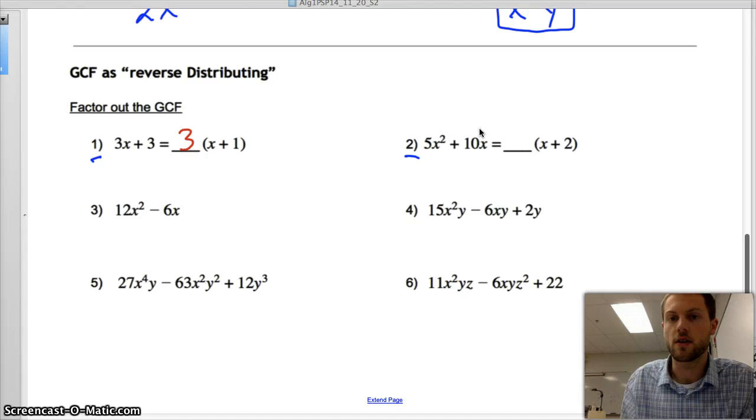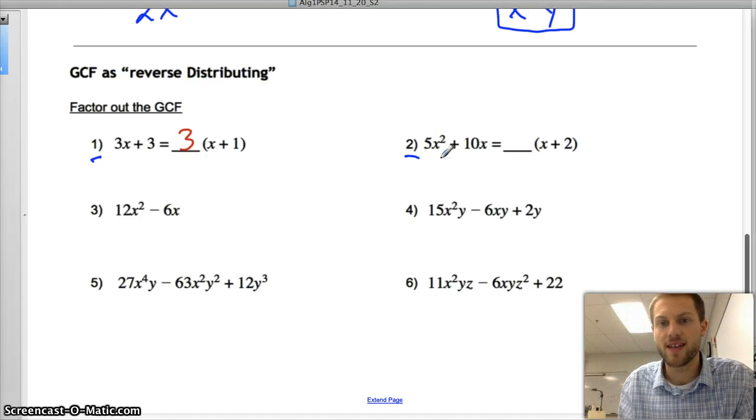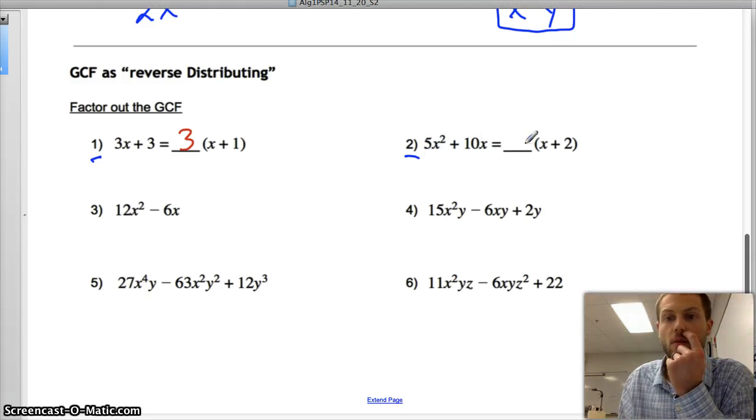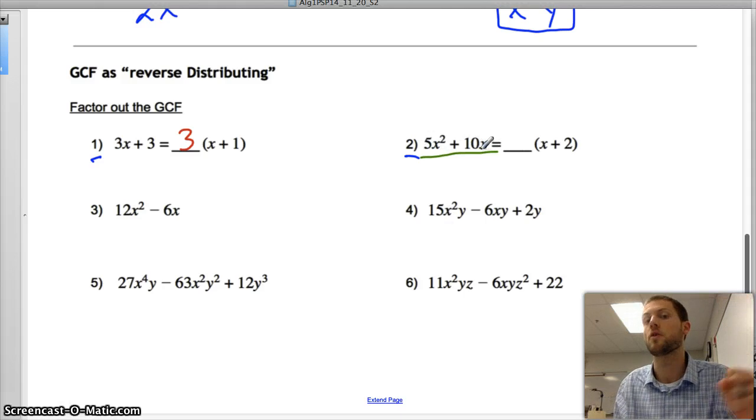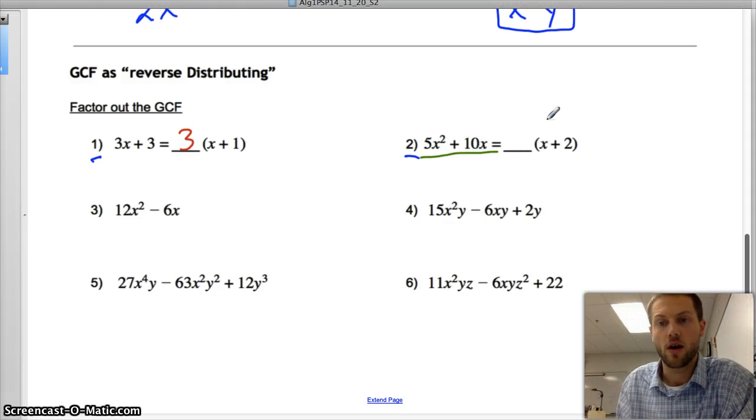So what we're after here then is to figure out what term, or factor I should say, can I take out of a 5x squared and a 10x, that when I multiply it by x and 2, it's going to be equal to this thing over here. So I'm trying to figure out how to extract a common factor between both of these terms. And so an easy way to think about this is if I have an x plus a 2 left, what did I take out of 5x squared to be left with an x? Or you could also think, what did I take out of a 10x to be left with a 2?